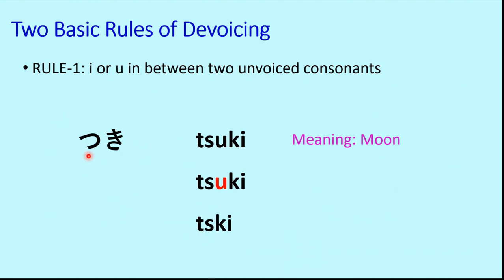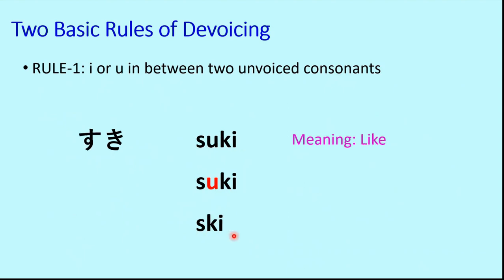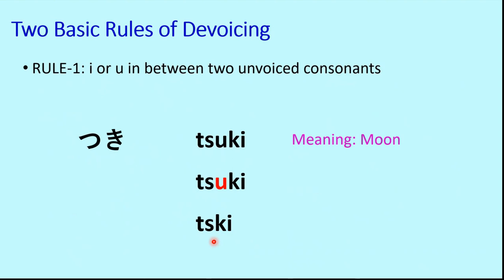Next is tsuki. If you go with the spelling, it is tsuki, meaning moon. Again, ts and k are two unvoiced consonants, and u appears in between them, so u will get silenced, or devoiced. So tsuki becomes tski. Don't get confused with the previous one. It was ski, and this is tski. I hope the difference is clear, and I would advise you to please pronounce along with me so that you get the difference and the pronunciation. Just watching the video will not help. You have to keep speaking, keep uttering these sounds and words.